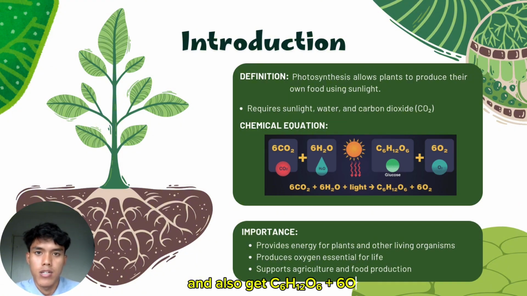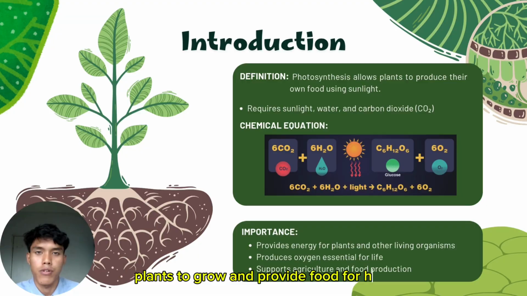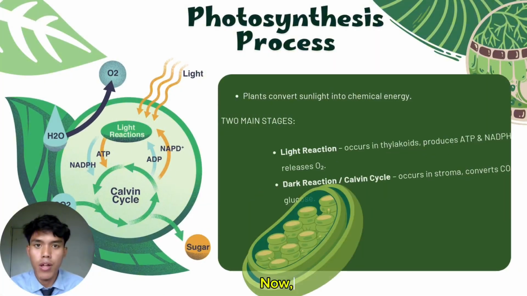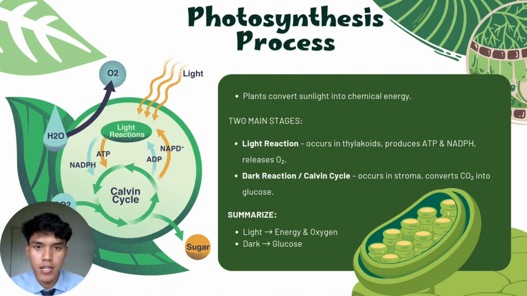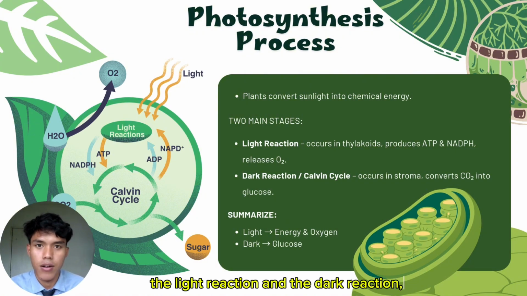gives C6H12O6 plus 6O2. Photosynthesis is extremely important because it provides energy for plants and all other living organisms, produces oxygen that we breathe, and supports agriculture by enabling plants to grow and provide food for humans and animals. Now, let's look at how photosynthesis happens inside a leaf. It consists of two main stages, the light reaction and the dark reaction, also known as the Calvin cycle.